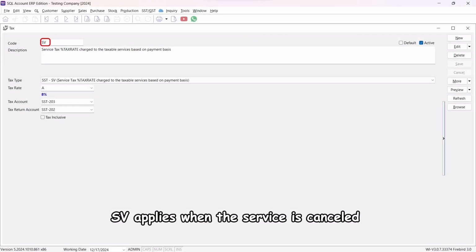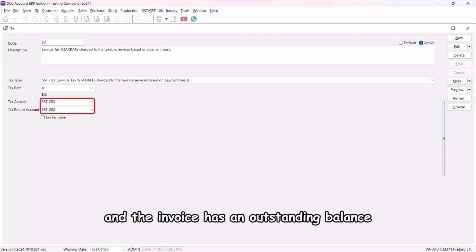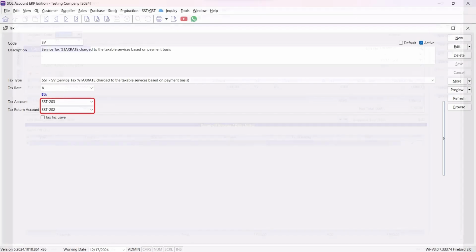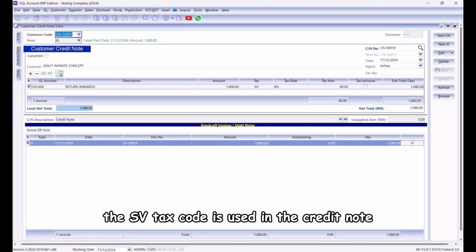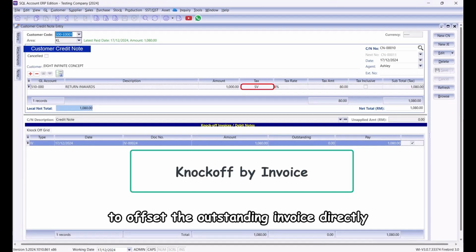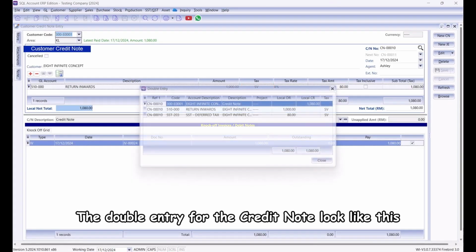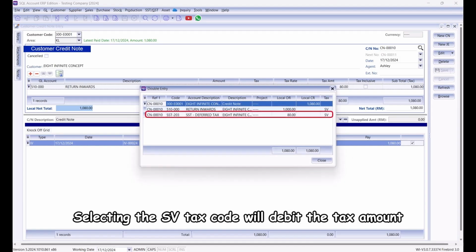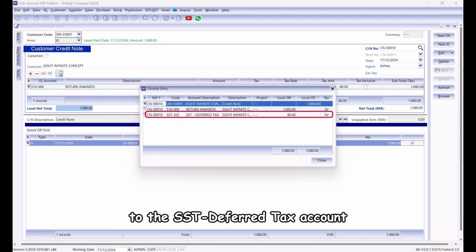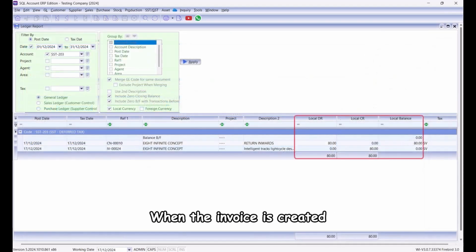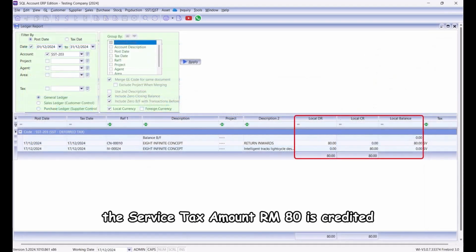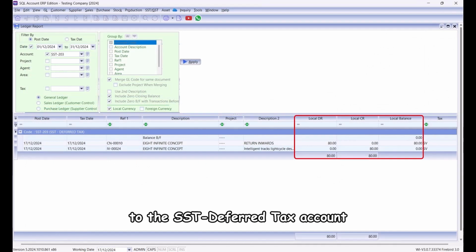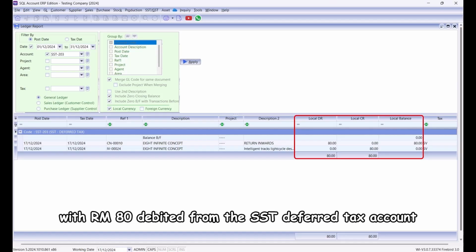SV applies when the service is cancelled before the customer makes any payment, and the invoice has an outstanding balance. In this scenario, the SV tax code is used in the credit note to offset the outstanding invoice directly. The double entry for the credit note looks like this. Selecting the SV tax code will debit the tax amount to the SST deferred tax account. When the invoice is created, the service tax amount RM80 is credited to the SST deferred tax account. When the credit note is issued, the deferred tax is reversed, with RM80 debited from the SST deferred tax account.